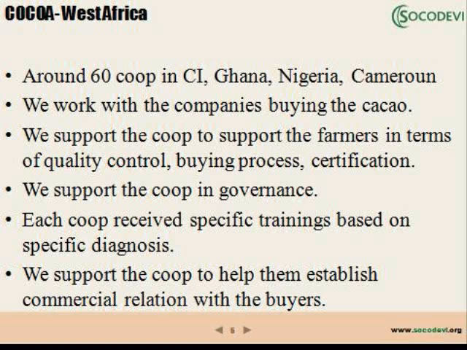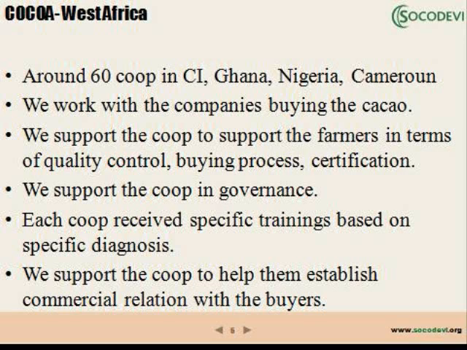In West Africa, we have been working with 60 co-ops in the countries of the Cocoa Belt: Côte d'Ivoire, Ghana, Nigeria, and Cameroon. We are supporting them to work with international companies who buy their cocoa. The co-ops provide support in quality control, buying process, and certification, but are not exporting by themselves. We, with SOCODEVI, support them in terms of governance, but each co-op receives specific diagnosis and specific training, which is very important.